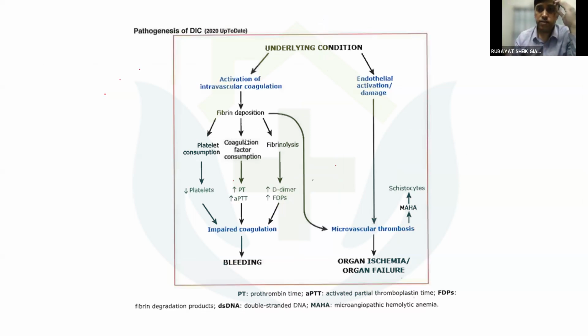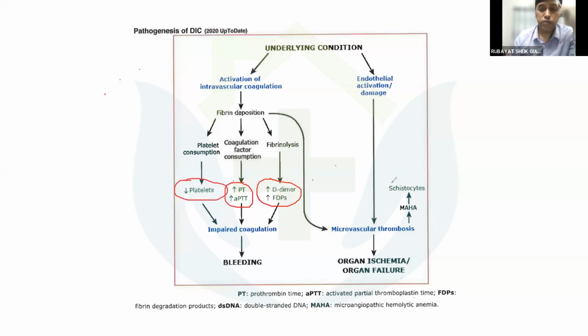So if you look at this combination of events that occur, you have low platelets because platelets are consumed in the clots. All the clotting factors are consumed, involving both the intrinsic and extrinsic factors. So both PT and APTT will be raised. D-dimer and FDPs are raised because all the fibrins are broken. So the fibrin degradation products will be raised.